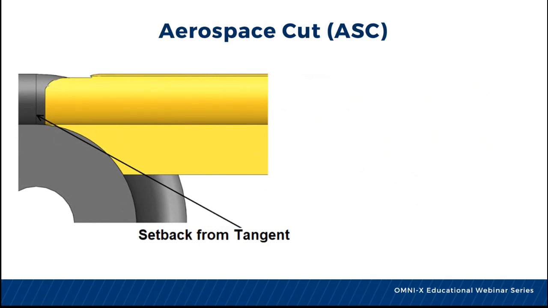For aerospace cut wipers, the tip is set back slightly before tangent and the wiper is machined so that the heel fully engages the bend die. This does not allow for rake, nor for the operator to make adjustments as the tip wears. Aerospace cut wipers are an easier setup for operators compared with standard cut wipers.